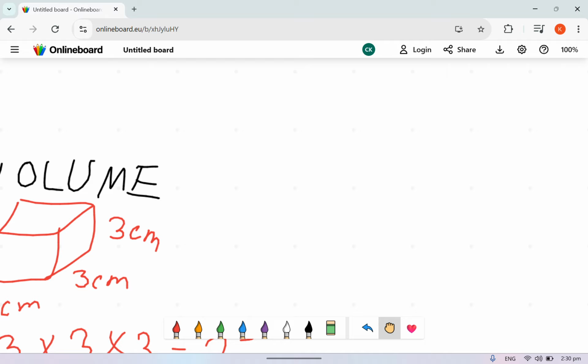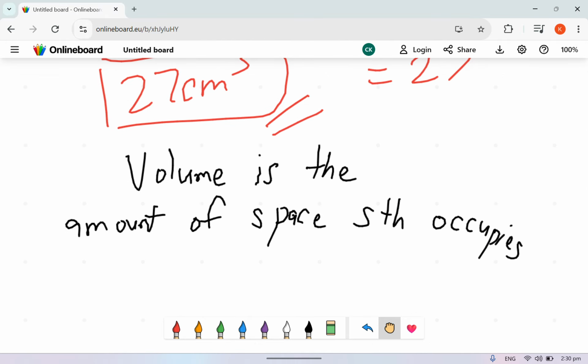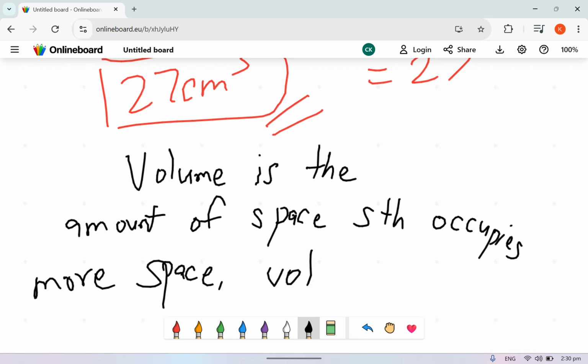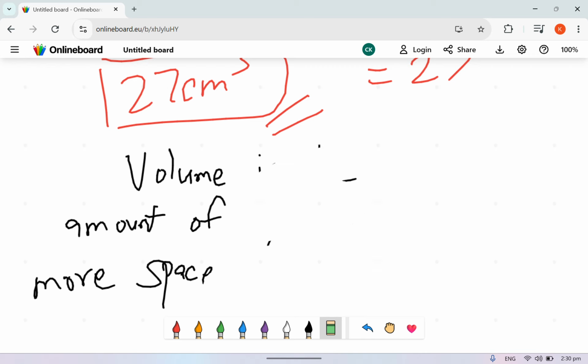So now if we move back down to here, basically, if it occupies space, it has volume. If it occupies more space, more volume. More space, more volume. Okay, so that is basically the meaning of volume.